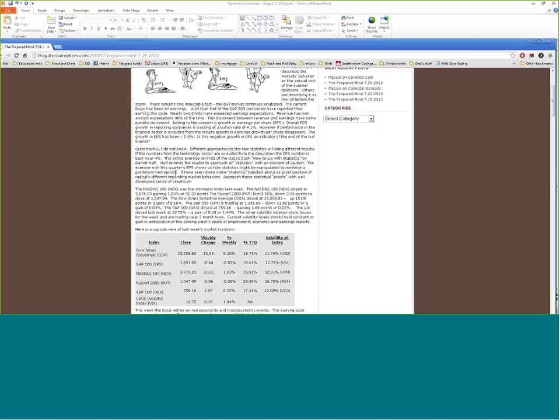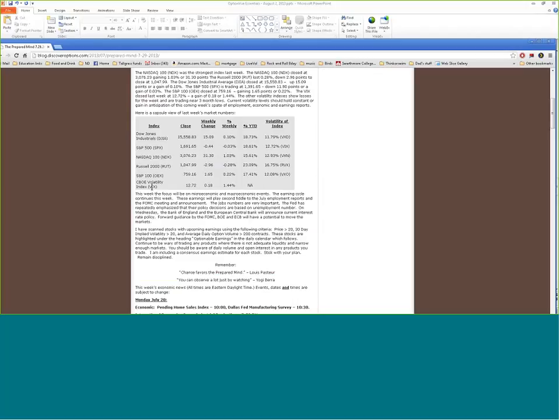This is the behavior of the different major indexes over the past week: where they closed, the number change, the percentage change, the percentage year to date, and the volatility of each of these indexes. It's a 30-day moving average volatility, and it gives us a sense. Then I tell us what the coming week is going to maintain. I net it out.